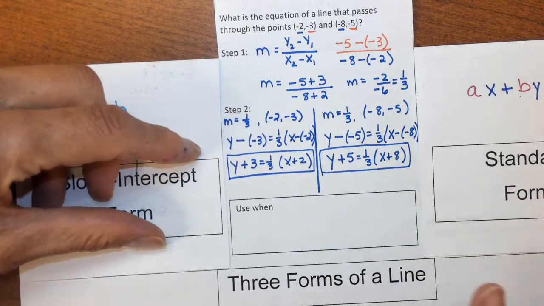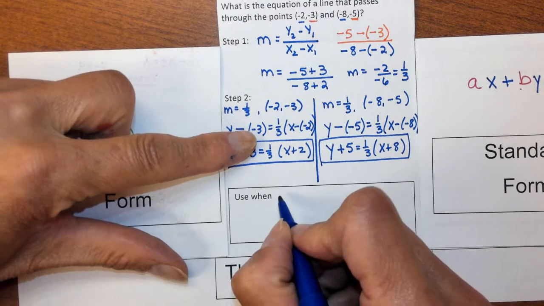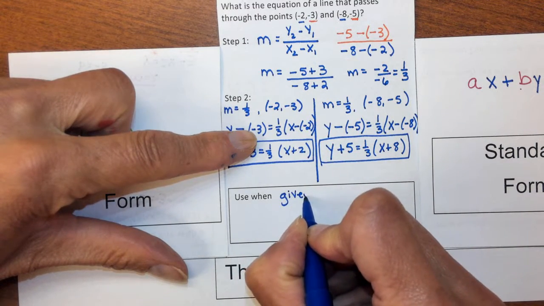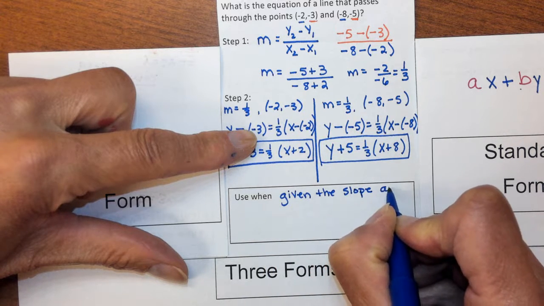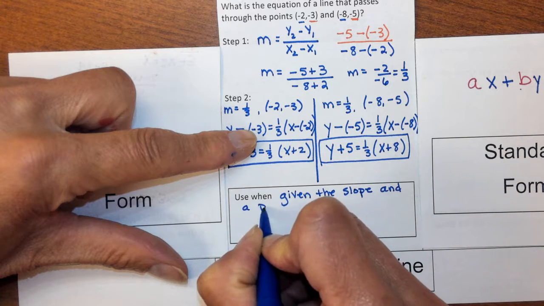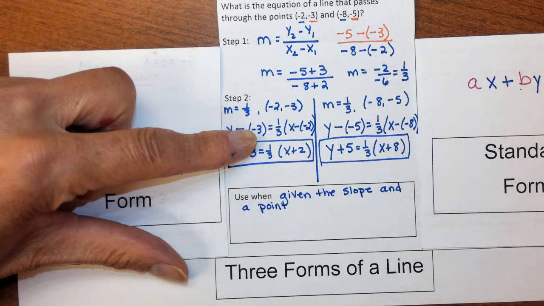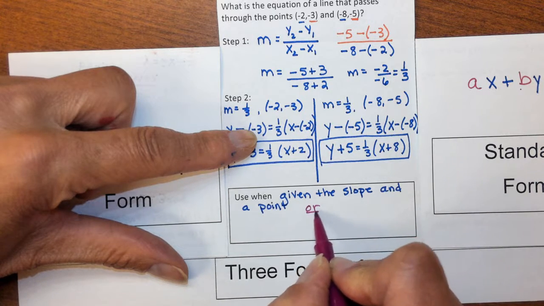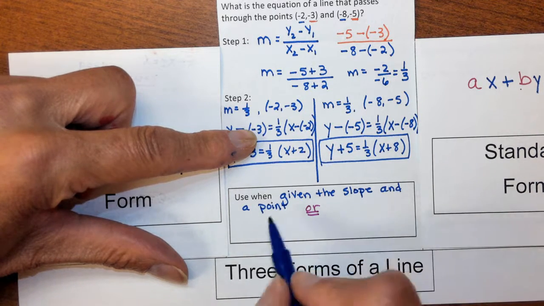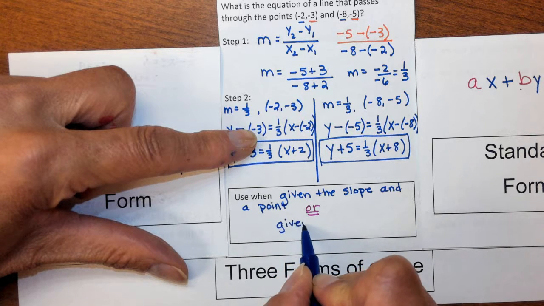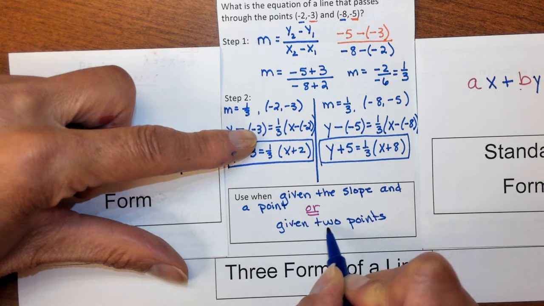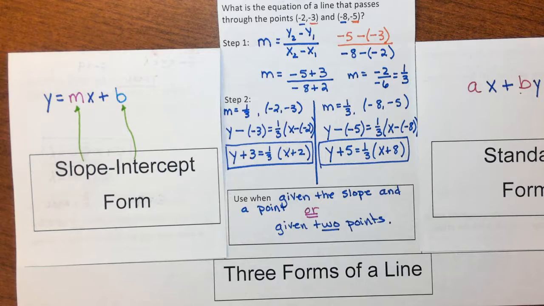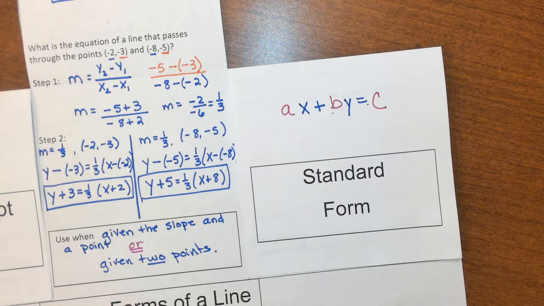So when would you use point slope form? When you're given the slope and a point, or when you're given 2 points. That's when you would use point slope form. Okay, the last one, standard form.